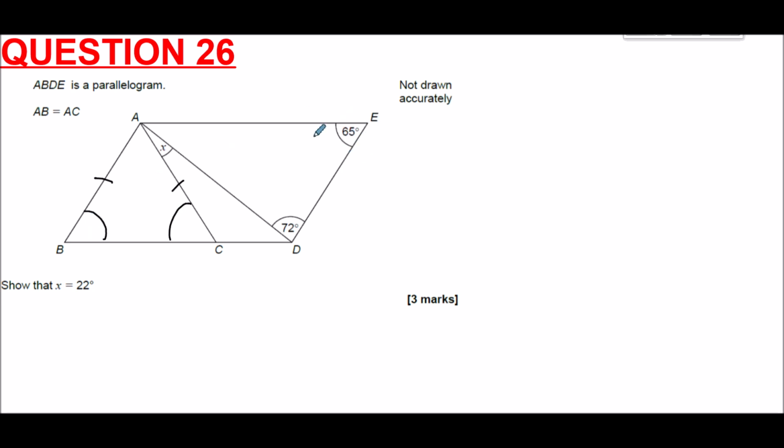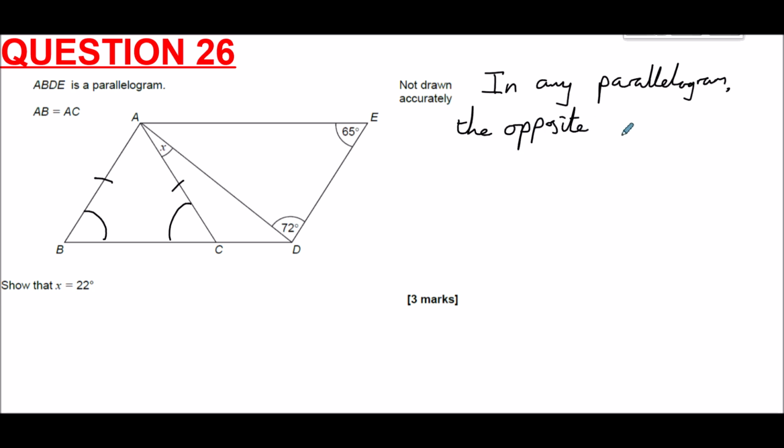And in any parallelogram, the opposite corners are of equal size. I'm just going to write that down because it's definitely worth knowing and comes up time and time again. So in any parallelogram, the opposite corners are the same size. That's always true for any parallelogram.